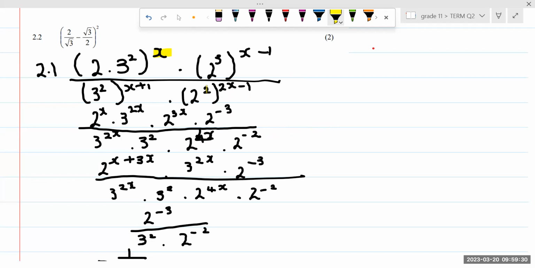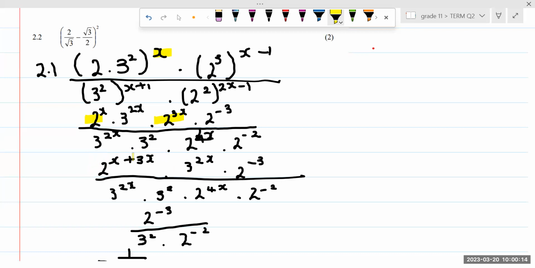And then I checked if I have like terms at my numerator, and I found 2 to the power of x and 2 to the power of 3x. And then I said 2 to the power of x plus 3x. And then I wrote 3 to the power of 2x multiplied by 2 to the power of negative 3. Then I came to my denominator and said 3 to the power of 2x multiplied by 3 to the power of 2 multiplied by 2 to the power of 4x and multiplied by 2 to the power of negative 2. And then I see that I have something in common in the numerator and in the denominator.